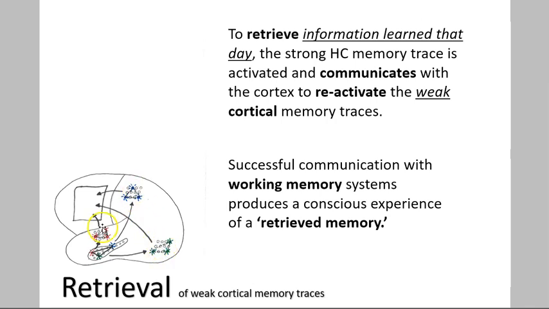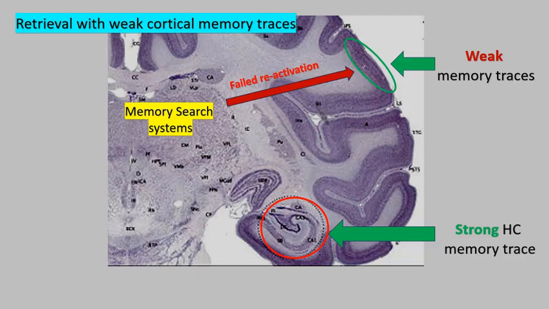And when they are successfully reactivated, they share their information with the working memory system, and we experience the retrieval of a memory. We're conscious of retrieving a memory. So, in a normal brain, the way we retrieve a memory soon after encoding, when we only have weak cortical memory traces, is we use the strong memory traces in the hippocampus as an index, as a guide to reactivate those weak cortical memory traces.